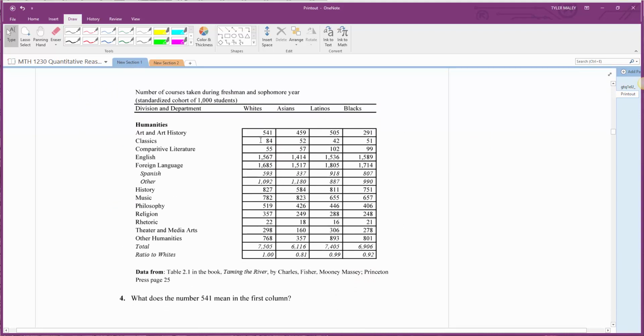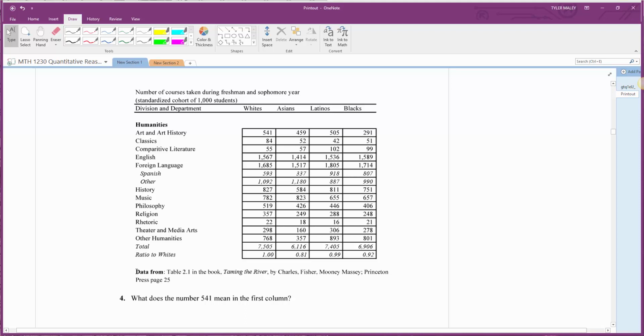So then the next question is looking at this data table and asking some questions about it. I'd really take a moment to read through the table and make sense of it. Start with the title. It says number of courses taken during freshman and sophomore year, where we have a standard cohort of 1,000 students. So this is division and department. Down here we have humanities, and it lists different department courses, and then it's broken out into the following variables. We have whites, Asians, Latinos, blacks.